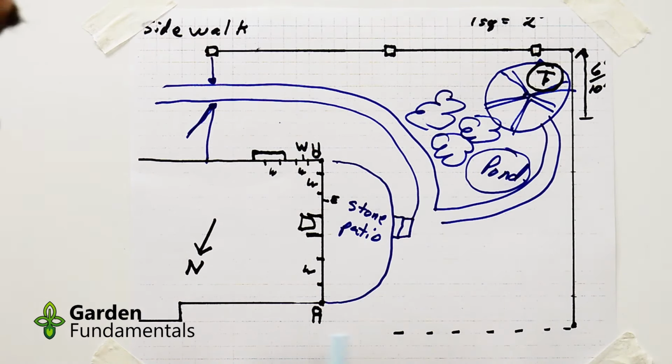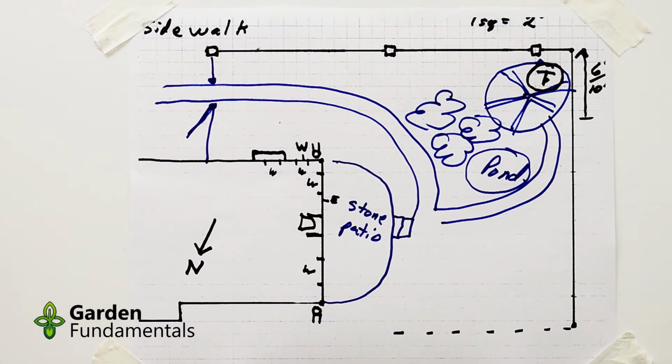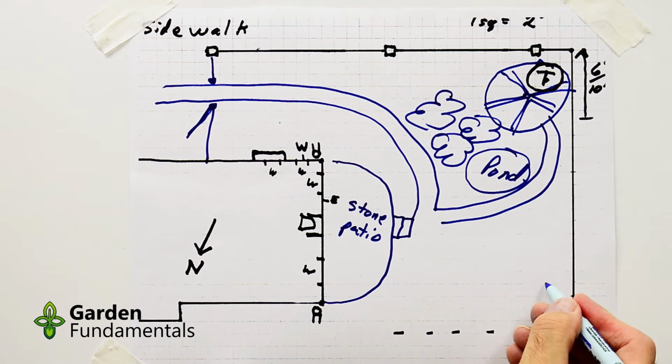How about this side? We wanted something to block the neighbors, and I also like to have a native woodland garden, sort of a shady area. Right now, I have sun everywhere all day long, and that's a bit too much sun. It would be nice to get some shade into this. So how about some trees?